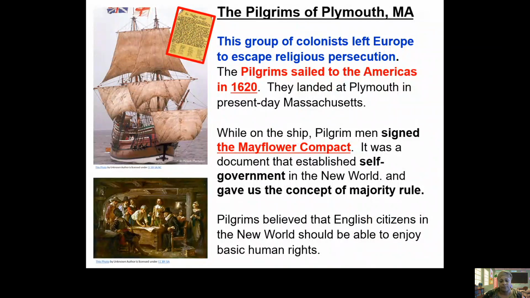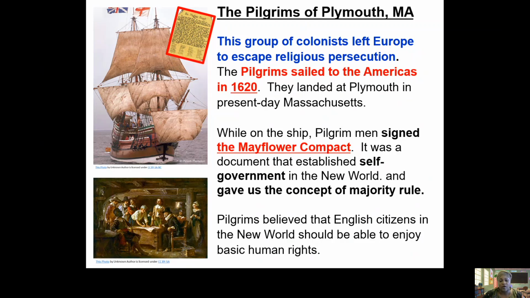There's another group of people who are leaving England and coming to the New World. They are the Pilgrims. Now, the year is 1620. That's a very important date. The year 1620, and Pilgrims will sail to the New World, and they will settle in modern-day Massachusetts, an area called Plymouth. So the Pilgrims are from Plymouth.